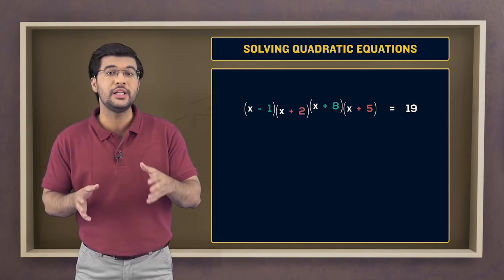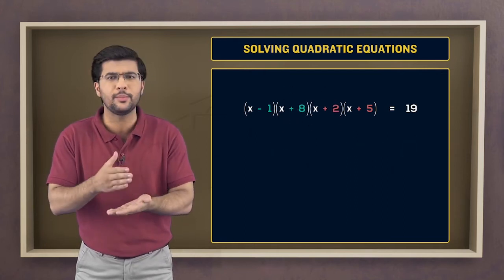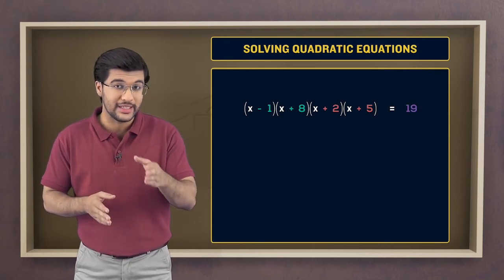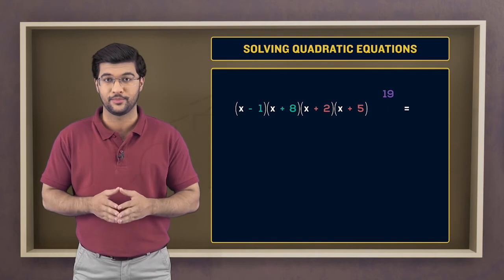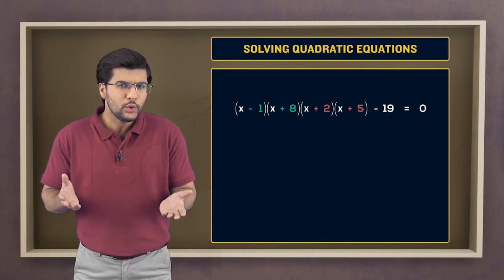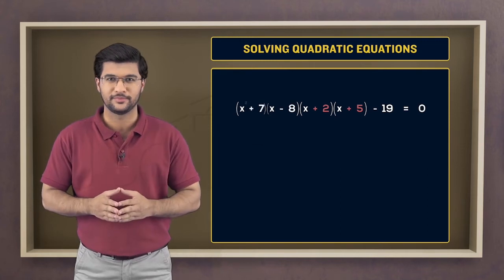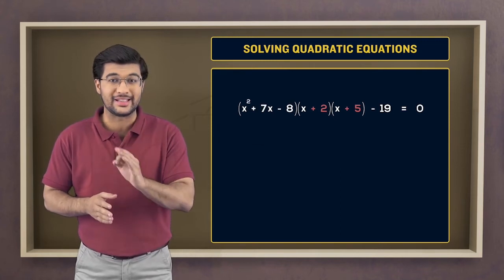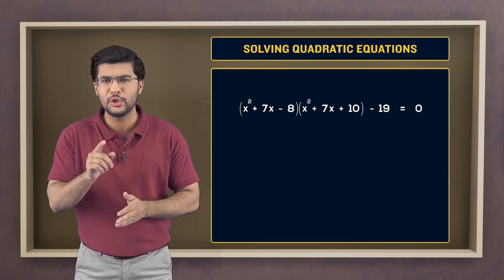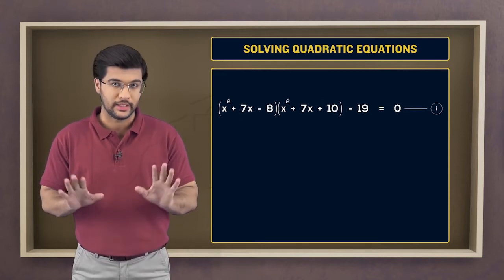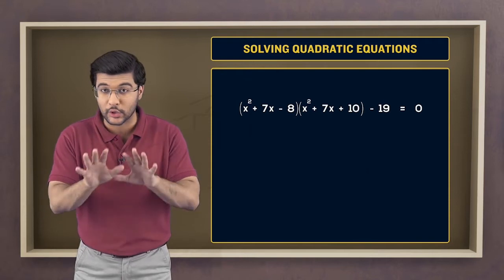Therefore, we swap these two so that we have the right pair with each other. We'll also shift this constant 19 to the left side. Now, what to do with these arranged pairs? Multiply. After all is said and done, you'll get this. Name it equation 1.